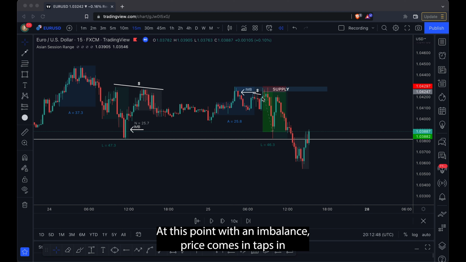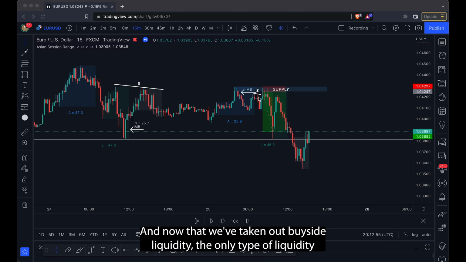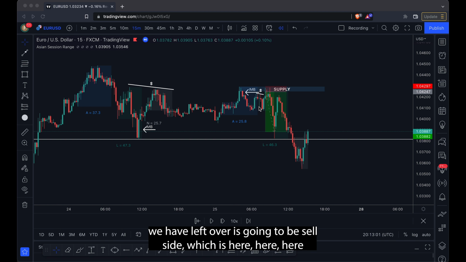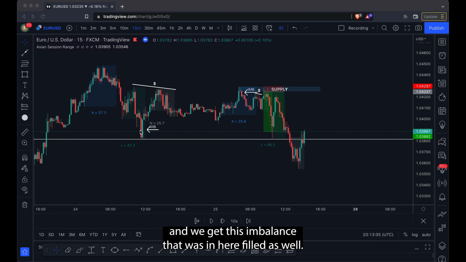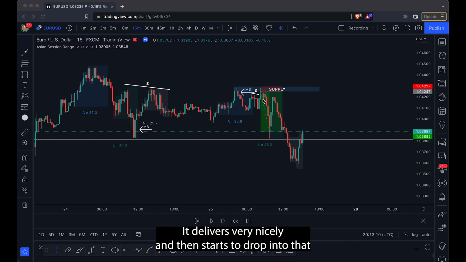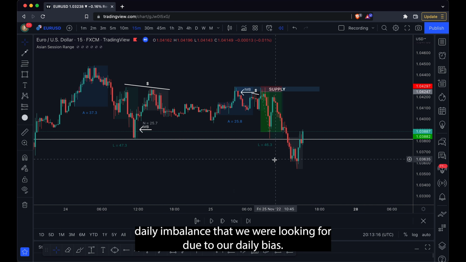Price comes in, taps in to this supply zone, fills the imbalance, raids the liquidity, and now that we've taken out buy side liquidity, the only type of liquidity we have left over is going to be sell side, which is here, and we get this imbalance that was in here filled as well. And then what does price do? It delivers very nicely and then starts to drop into that daily imbalance that we were looking for due to our daily bias.